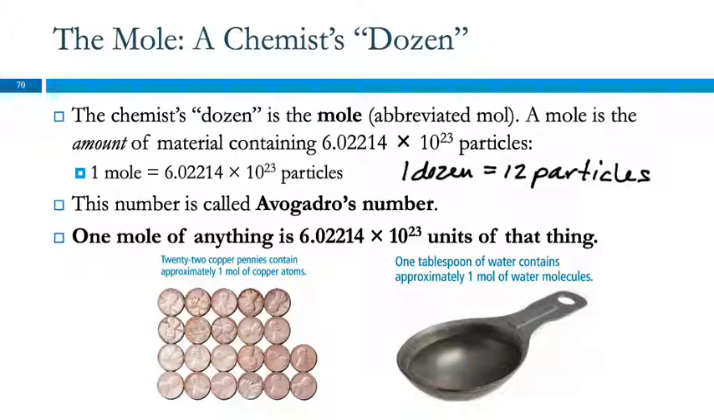They could be atoms, ions, molecules, particles. Okay? A mole of something is a usable amount. So here we have 22 copper pennies, and that is approximately 1 mole of copper atoms. Big enough to see, small enough you can hold it in your hand, right? A tablespoon of water is approximately 1 mole of water molecules.